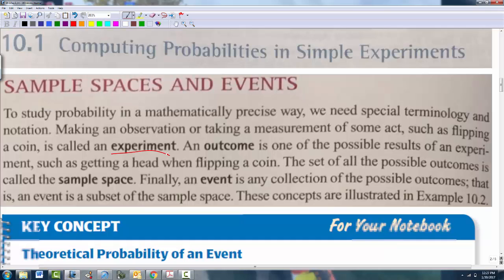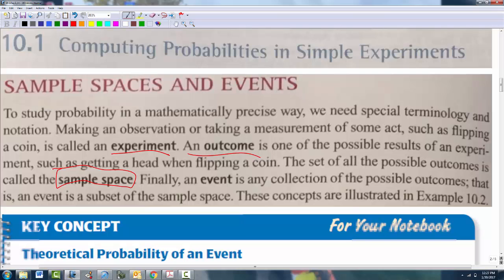Okay, you could do an experiment. The outcome of the experiment is what we're looking for. The sample space is all the possibilities. So be aware of that word because it's in your homework constantly.